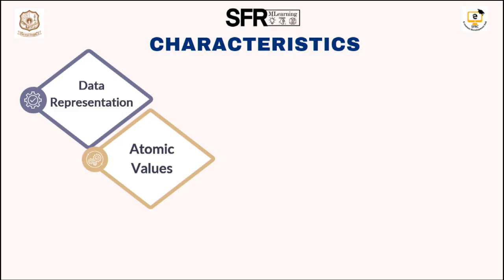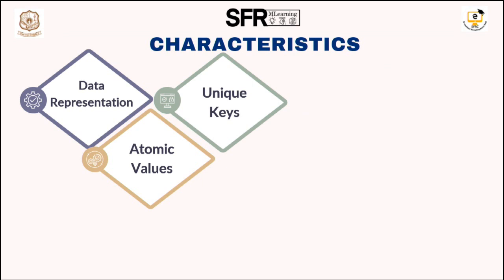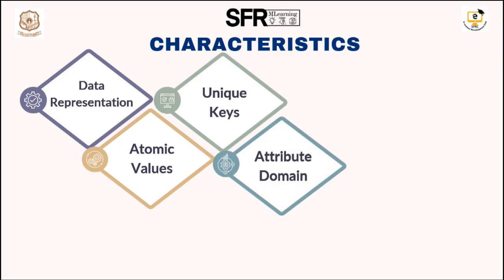The third characteristic is the unique keys. Every table has a primary key to uniquely identify each record, ensuring no duplicate rows. The fourth characteristic is the attribute domain. Each attribute has a defined domain specifying the valid data types and constraints for the values it can hold.